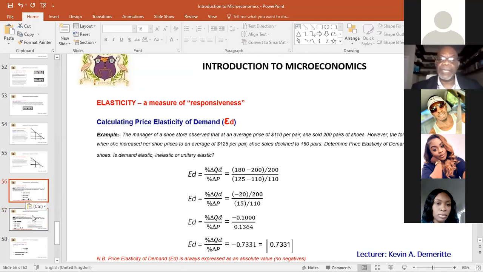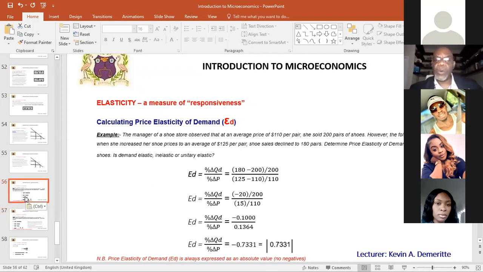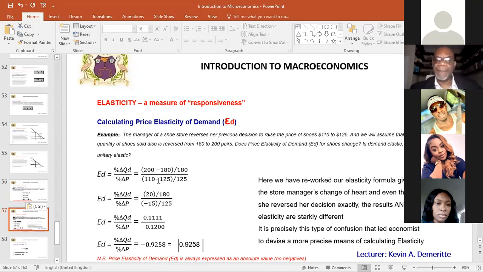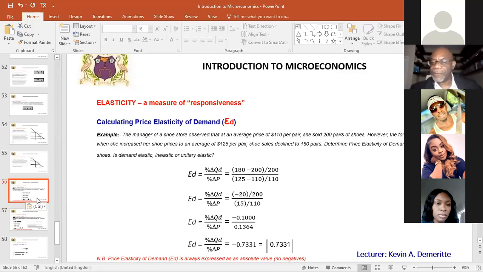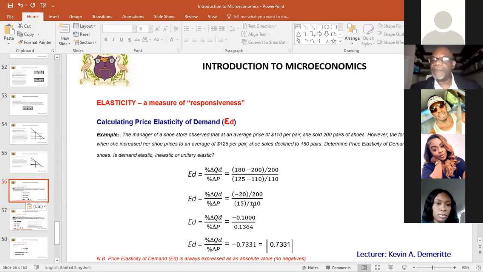So instead of having negative 20 divided by 200, this is on the top line, we now have a positive 20 divided by 180, because 200 minus 180 is 20. And on the price side, we went from 125 minus 110 divided by 110, to 110 minus 125 divided by 125. You see how everything is switched around. And that gives us 15 divided by 125, whereas before we had 15 divided by 110.